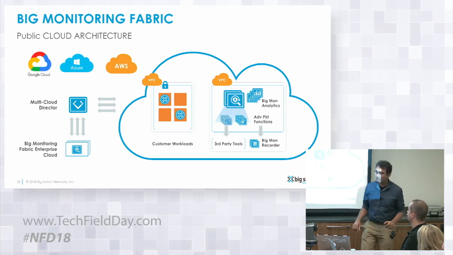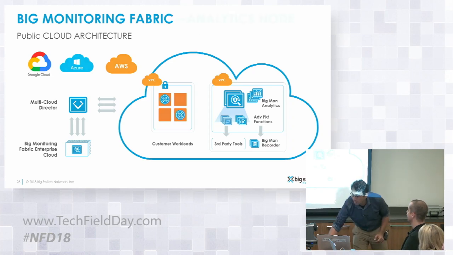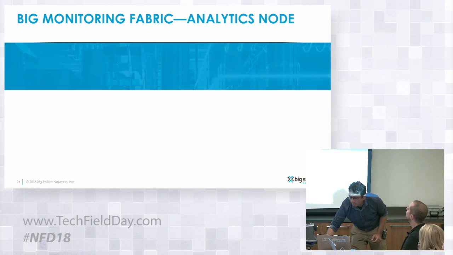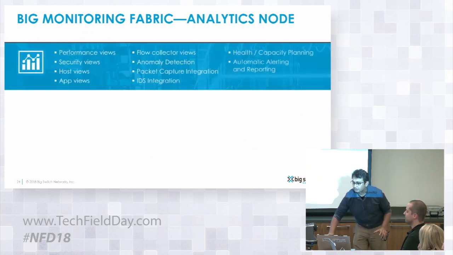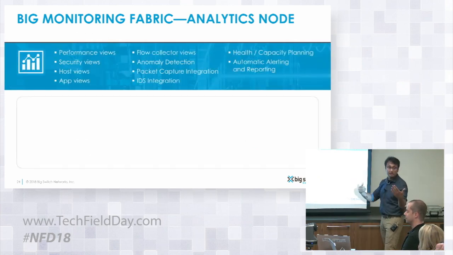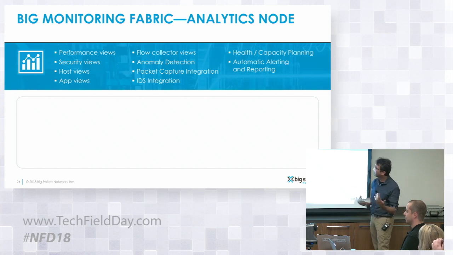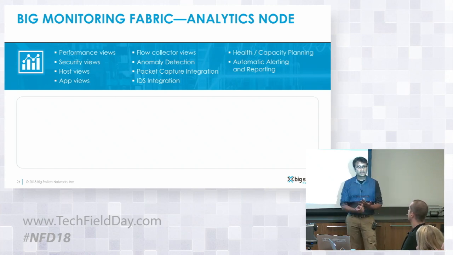Okay, I'll go to the next one. So the analytics node, basically, we discuss about it. We give a lot of views about it. I'll go quickly, like app views, security views. Are there rogue DNS servers over here? Are there rogue DHCP servers? Has somebody made a rogue DNS query?